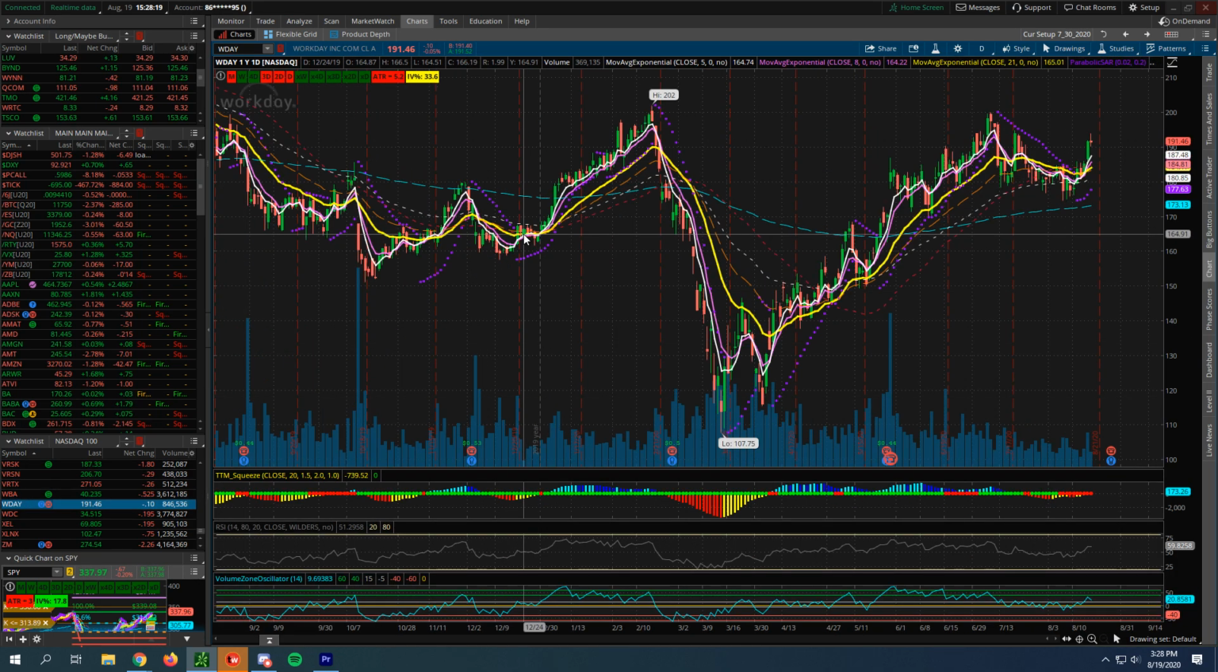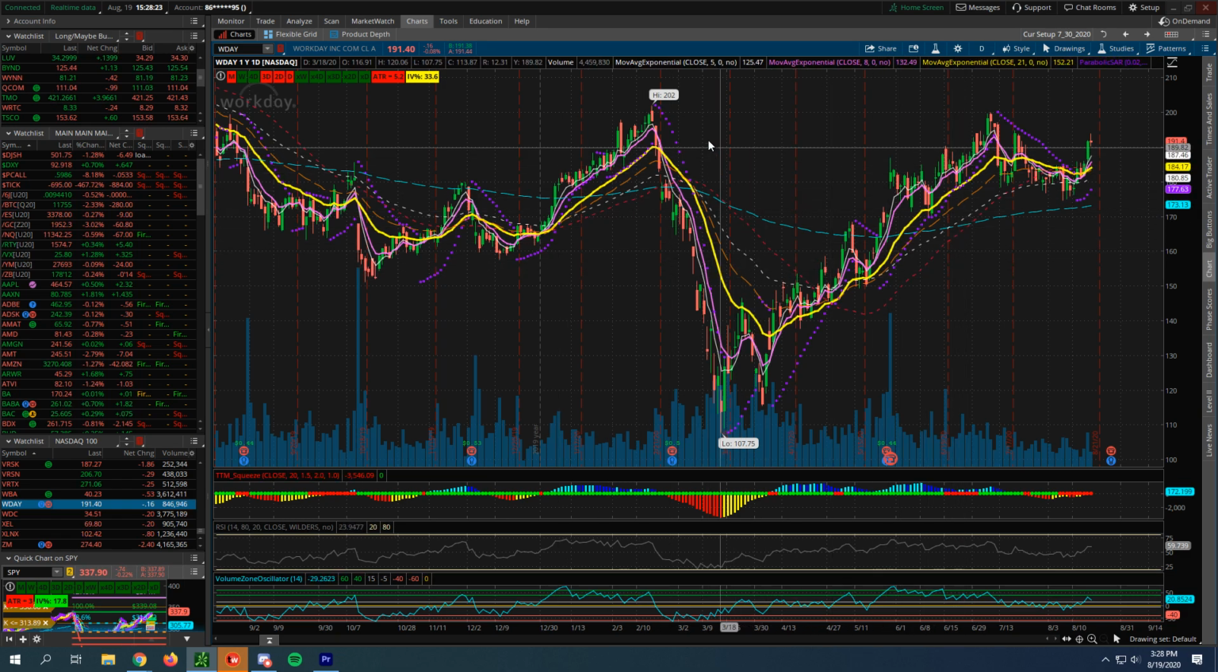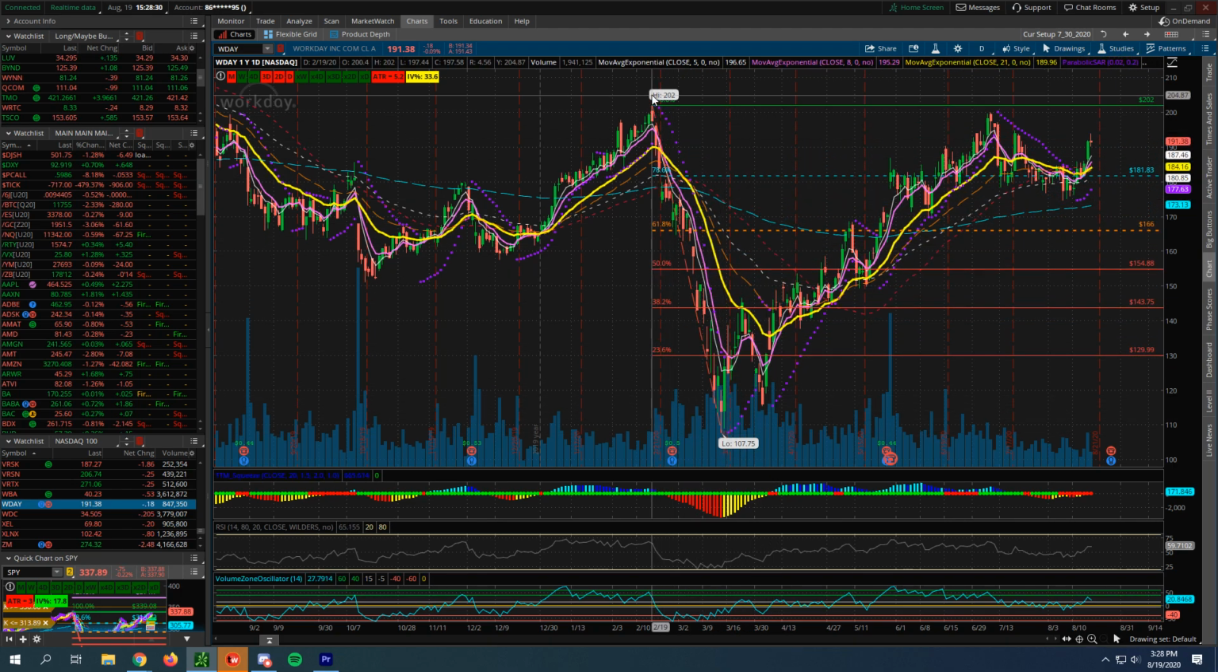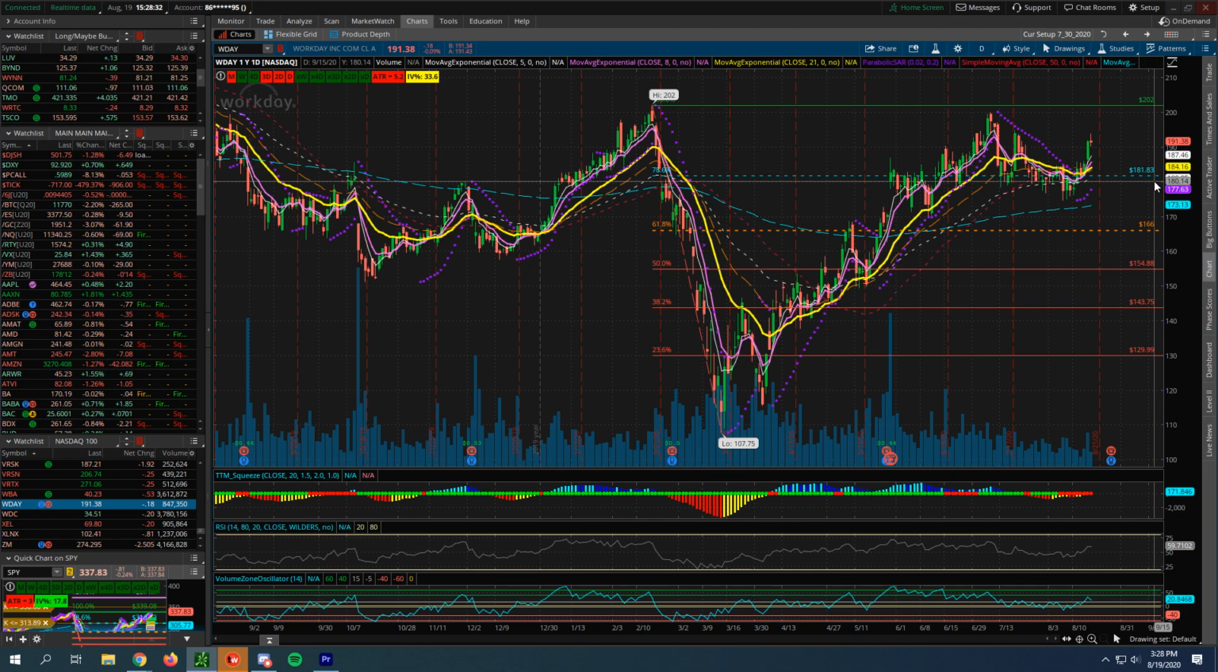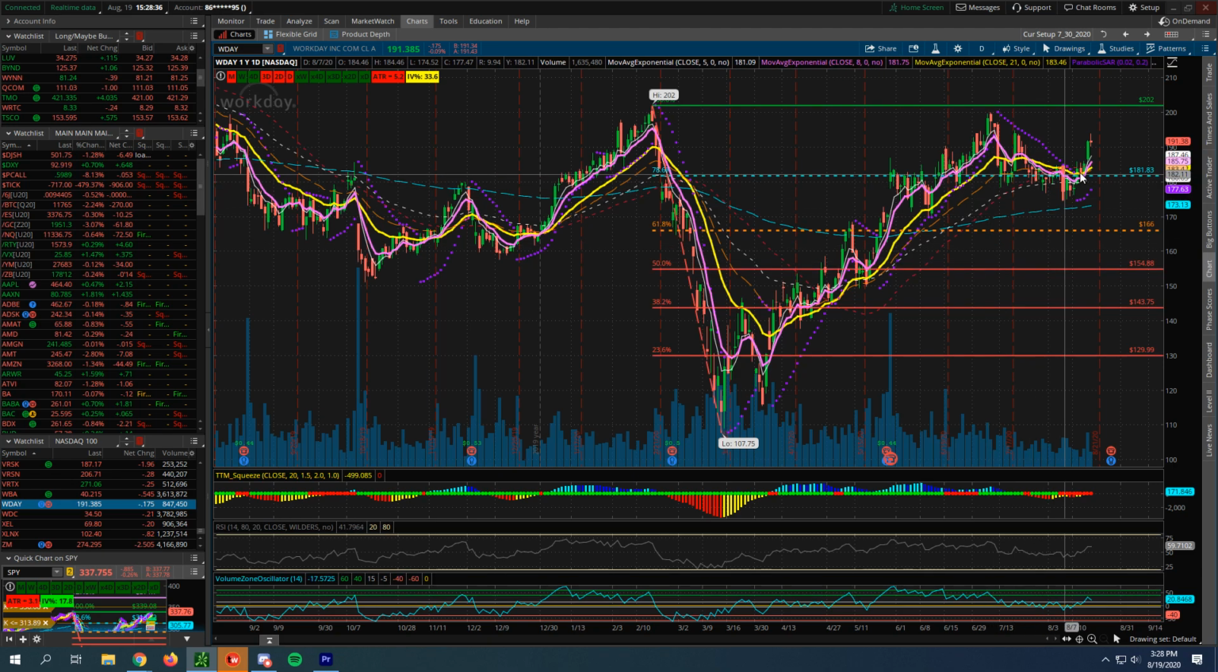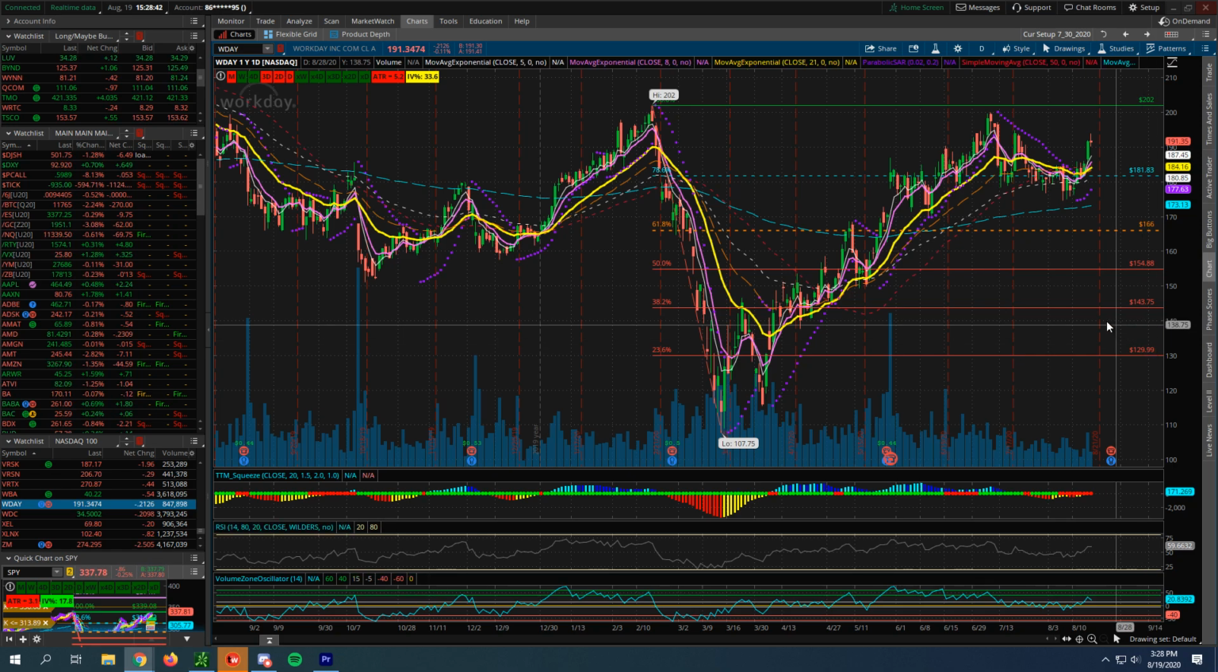WDAY, Workday, seeing a very interesting chart here. We can draw the Fibonacci retracements from the swing high to swing low, showing a lot of support here around 181 or 180 to see this potential movement go higher, looking for overhead resistance around 202. So we'll see how that overall plays out.